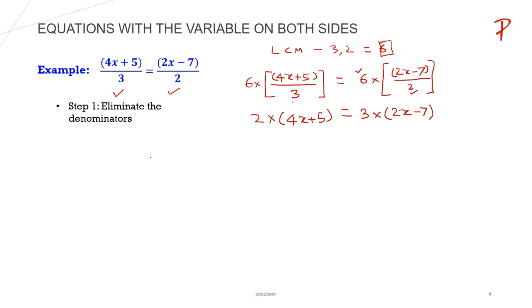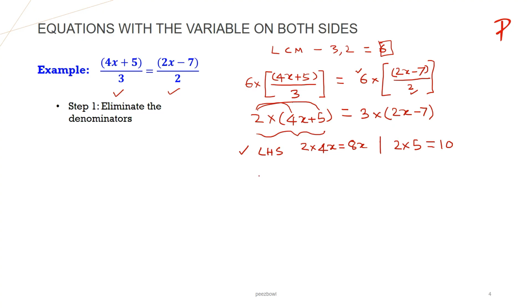On simplifying both the sides, on left hand side, we have 2 multiplied by 4x is equal to 8x. This is what we are doing for left hand side. And 2 multiplied by 5. So what we are doing? We are multiplying 2 to 4x and 2 to 5 both, right? So 2 multiplied by 4x is 8x and 2 multiplied by 5 is 10. This is what we have done for LHS, right?